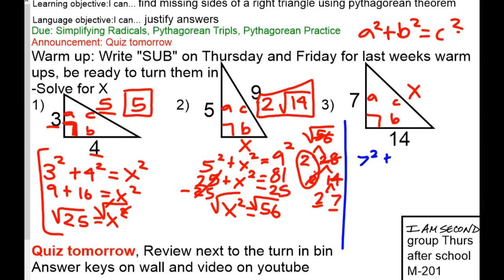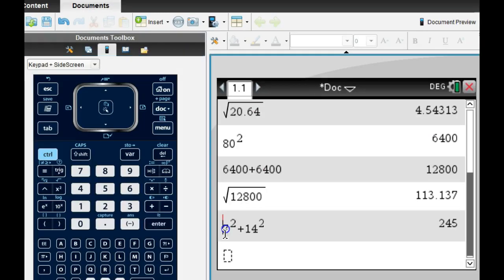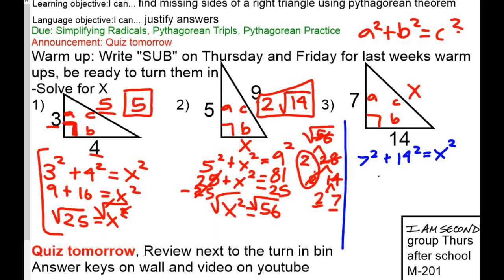14 squared, right? So you see how the x sometimes is the C, sometimes the x is the B, sometimes the x is the A. Just depends, right? Okay. So 7 squared plus 14 squared. Now we can use our calculators to figure that out, right? So let's do that. 7 squared plus 14 squared. You can do it in one step. What do we get? 245 equals x squared.